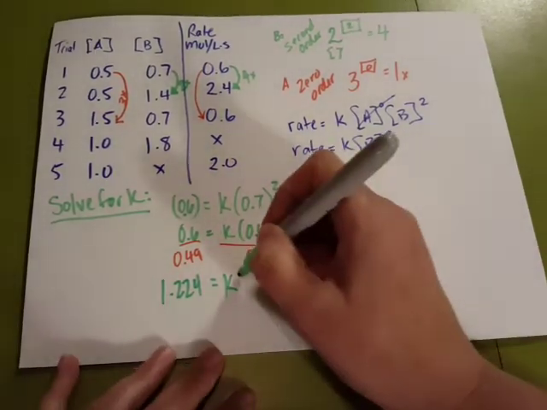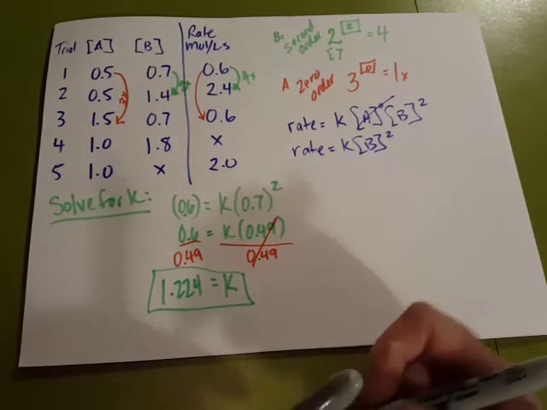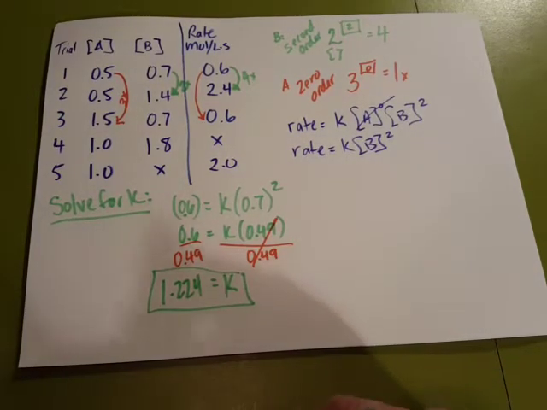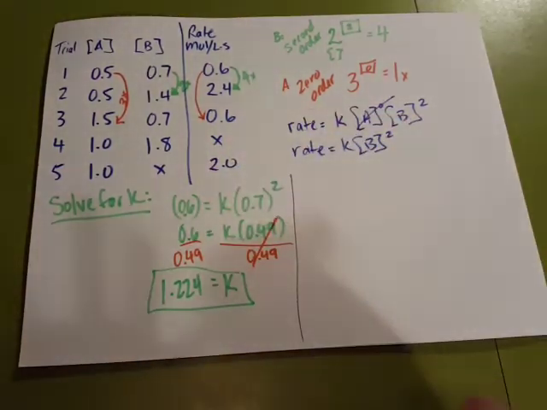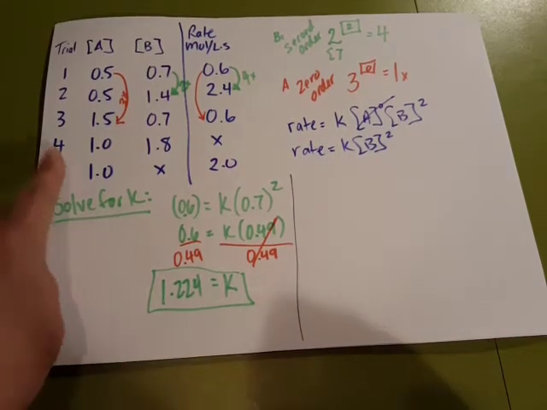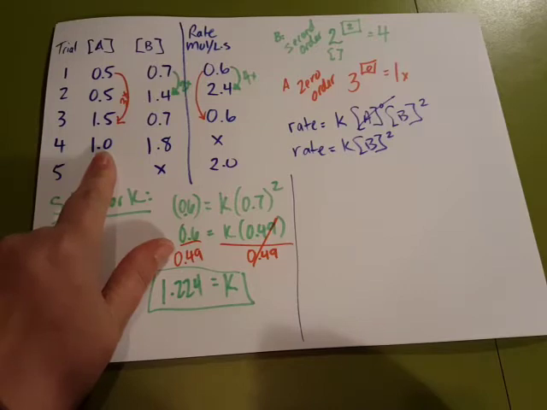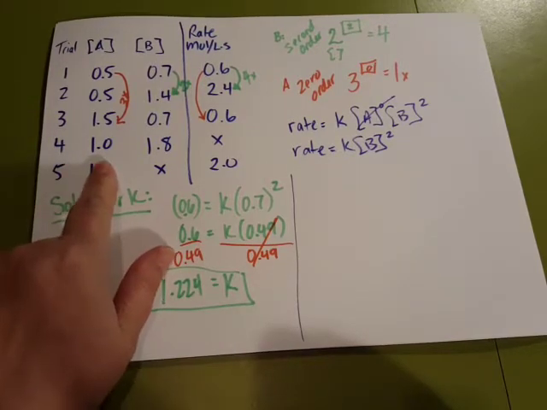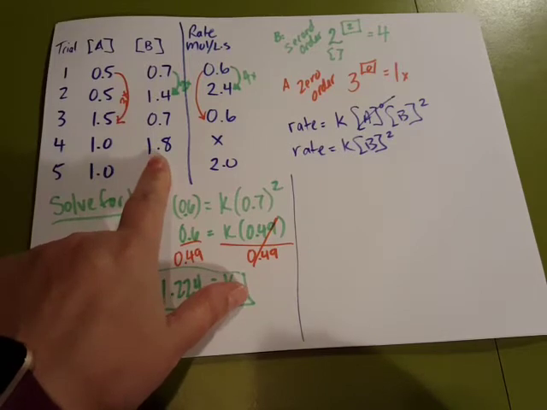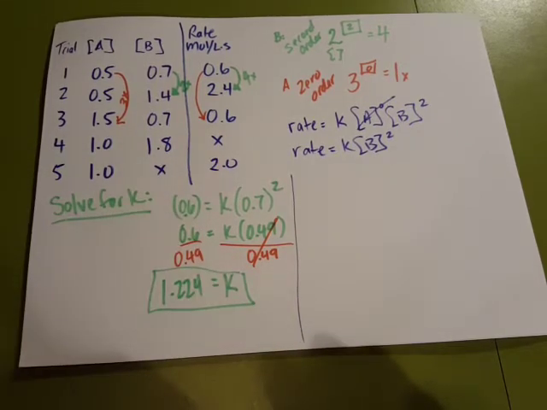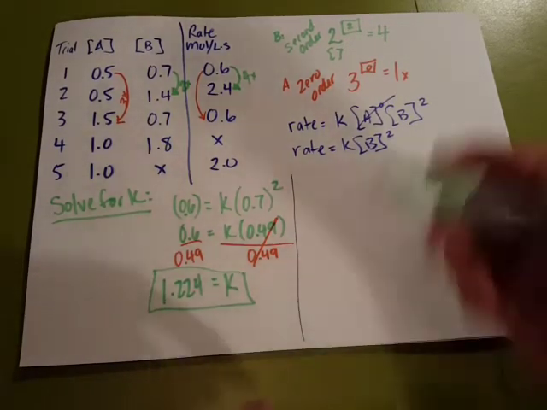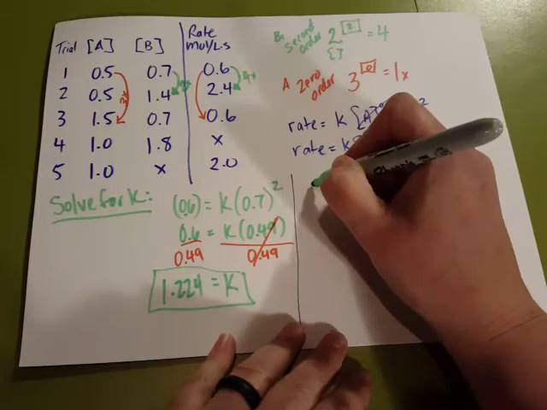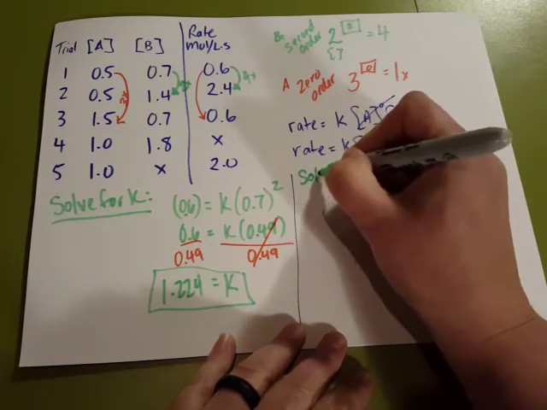Now we have a value for K, and we can start to substitute in to solve for some of these other values. So let's do that first one. In trial 4, we know the values for A. It doesn't matter, you're 0 order, we don't care about you. We know the values for B, but we don't know rate. So we're going to substitute into our rate law that we created, and we're solving for rate.